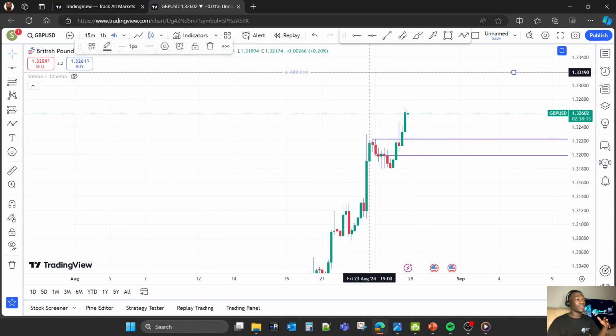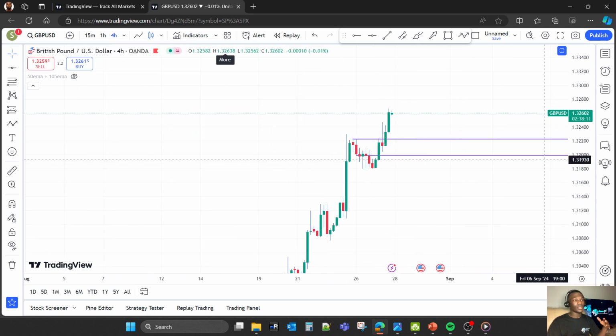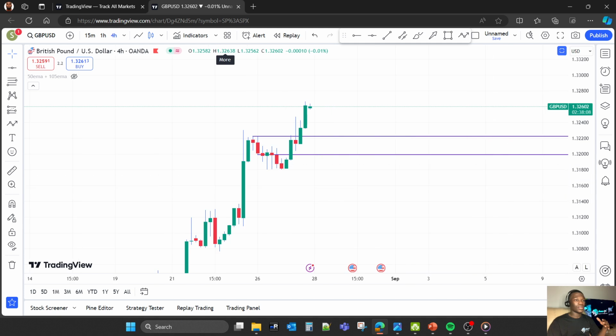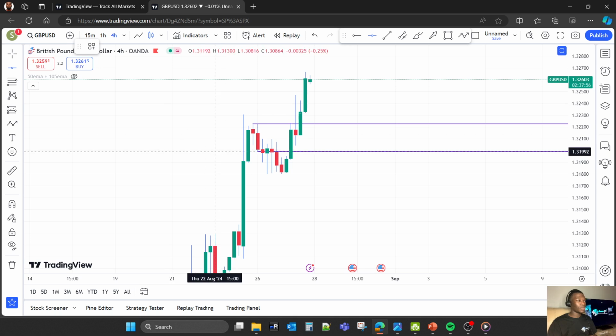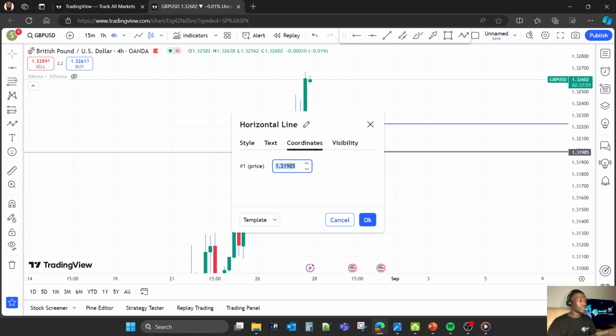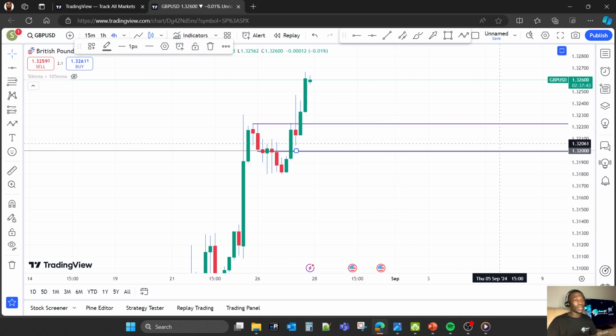Okay, let me remove this. So my first cycle level is going to be 1.3200. That's my first cycle level. 1.3200. Okay, then I'll click okay, and then I would like to lock it as well so that it doesn't shift around or move around.